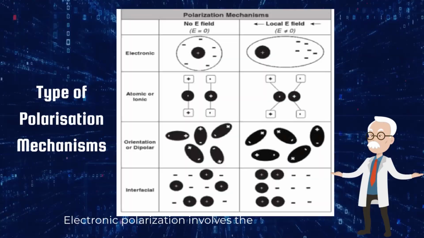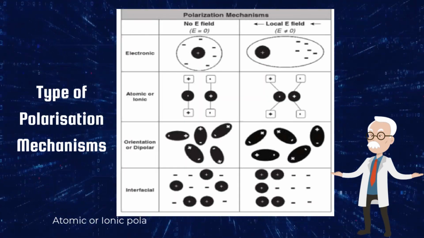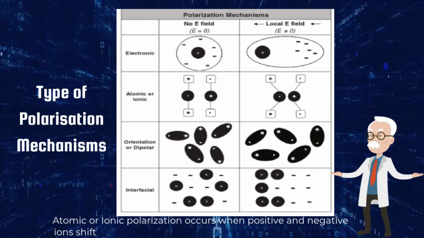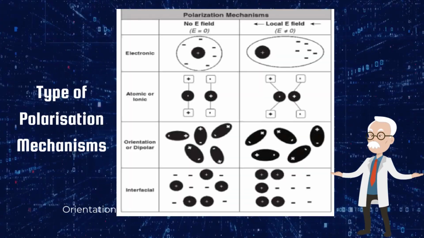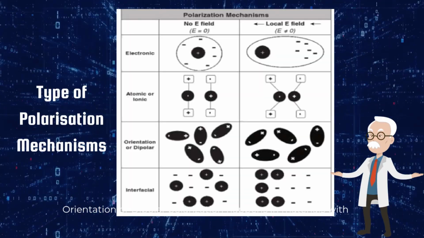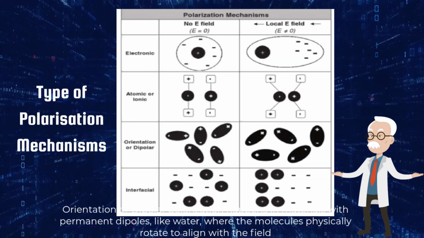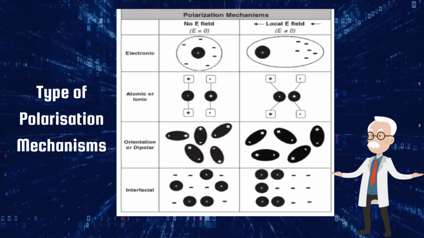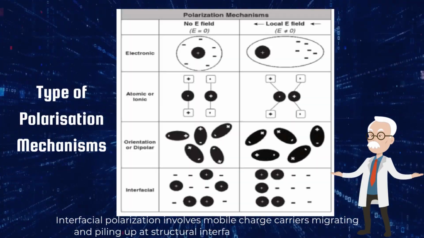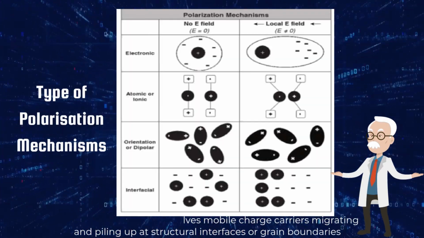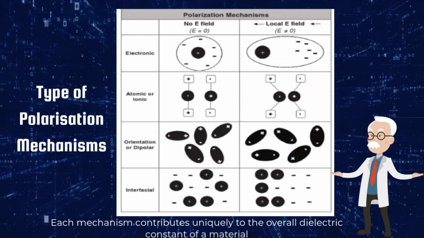Electronic polarization involves the shifting of the electron cloud relative to the nucleus. Atomic or ionic polarization occurs when positive and negative ions shift in opposite directions, distorting the lattice structure. Orientation or dipolar polarization happens in materials with permanent dipoles, like water, where the molecules physically rotate to align with the field. And finally, interfacial polarization involves mobile charge carriers migrating and piling up at structural interfaces or grain boundaries. Each mechanism contributes uniquely to the overall dielectric constant of a material.